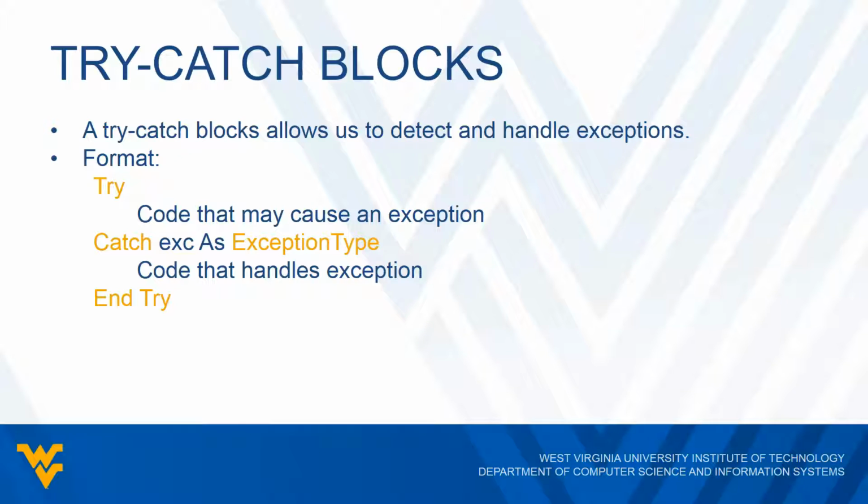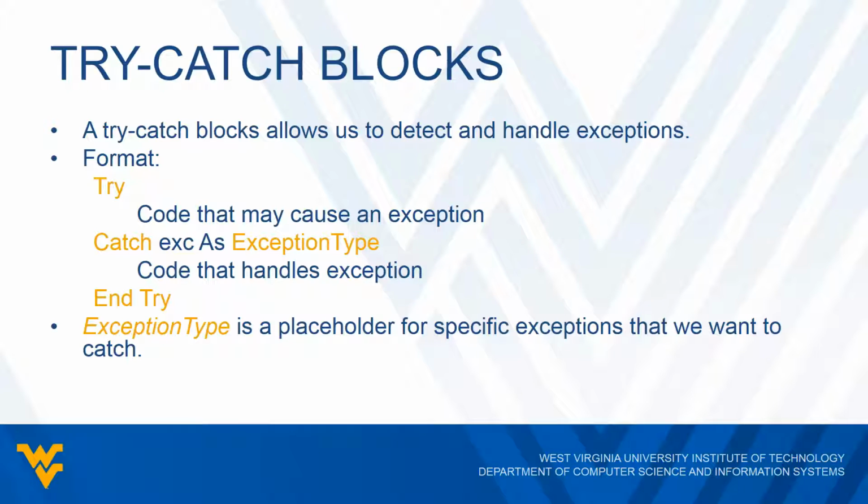So let's see what's going on with this actual format here. ExceptionType here is just a placeholder to hold a specific exception that we want to catch. So for example, if we were using our previous code, we can use FormatException. So we would say Catch exe As FormatException. And that means that if a format exception were to occur, instead of just terminating the program, we would execute the code that comes immediately afterwards.